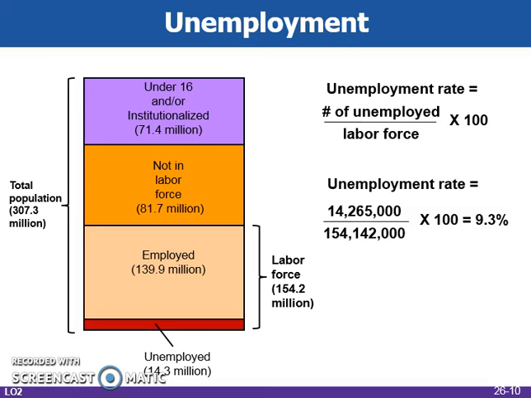market. Group 2 consists of those not in the labor force. Examples of individuals who are not in the labor force are full-time college students who are not working and stay-at-home parents and retirees. Group 3 consists of those age 16 and over who are willing and able to work and actively seeking work. So Group 3 is the labor force.